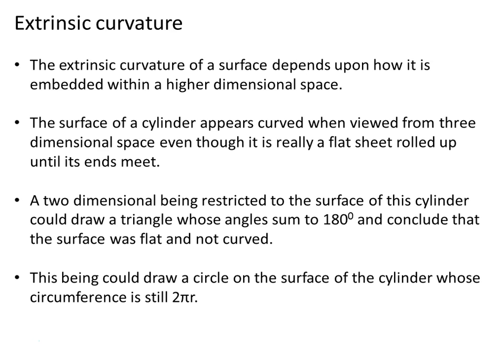A two-dimensional being restricted to the surface of this cylinder could draw a triangle whose angles sum to 180 and conclude that the surface was flat and not curved. This two-dimensional being could also draw a circle on the surface of the cylinder, and the circumference of this circle is still 2 pi r.